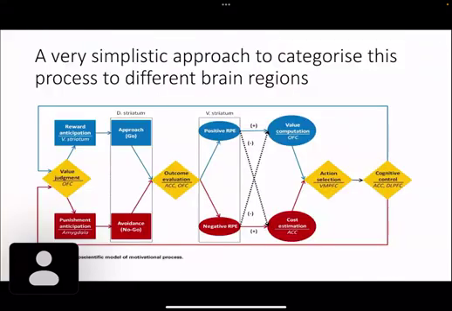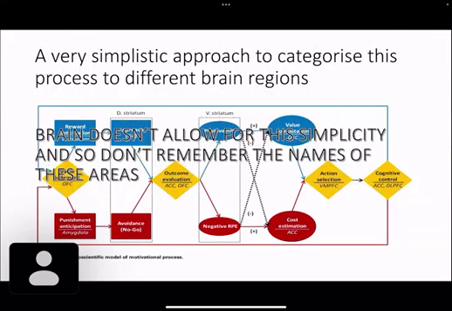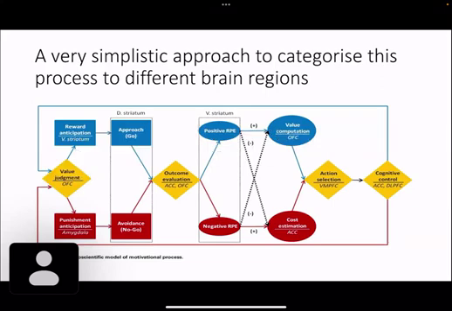So this is a very simplistic approach to categorize this process to different brain regions. This is very simplistic because this was actually the idea of 2008, 9, 10 when I was studying human brain value control. This is not at all important at this moment, because now we know things are much more different and much more complex than this simplicity.